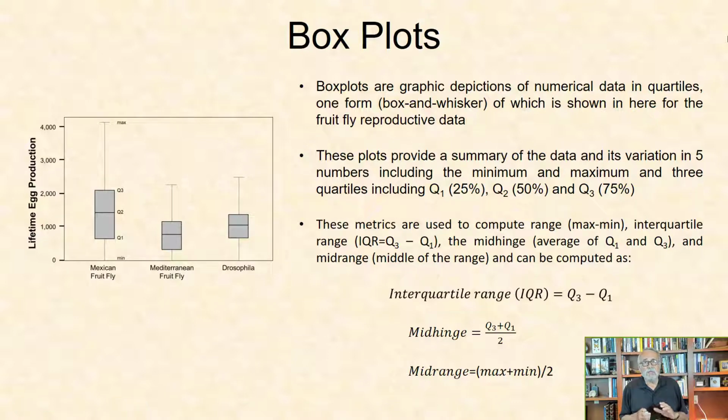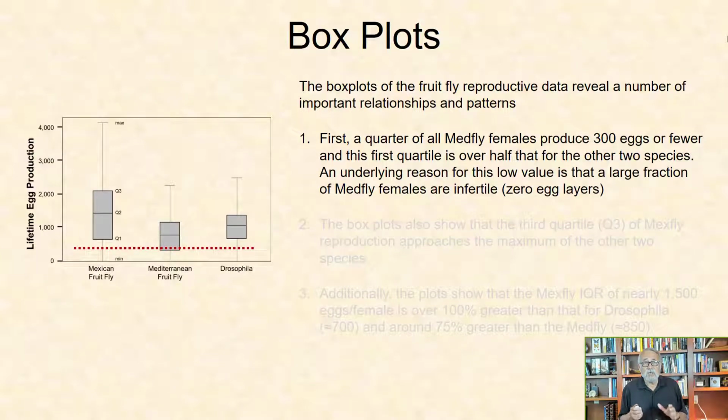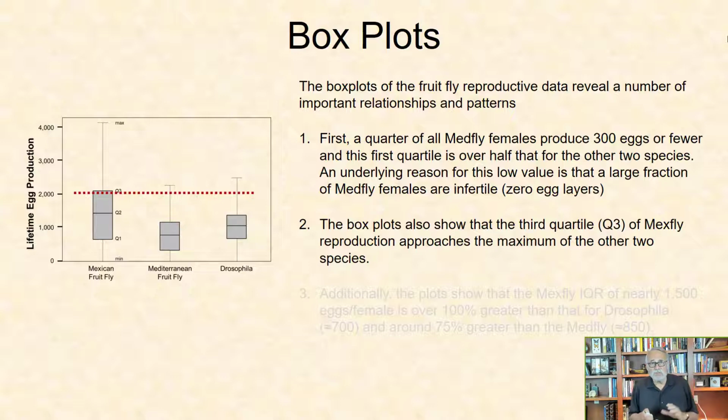The box plots of the fruit fly reproductive data reveal a number of important relationships and patterns. First, a quarter of all medfly females produce 300 eggs or fewer, and this first quartile is over half that for the other 2 species. An underlying reason for this low value is that a large fraction of medfly females are infertile, that is, 0 egg layers.